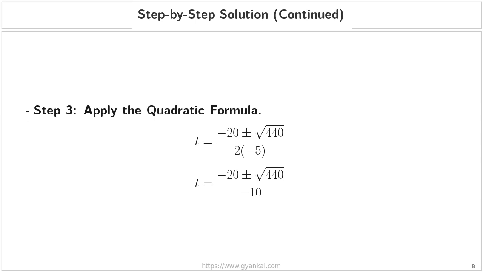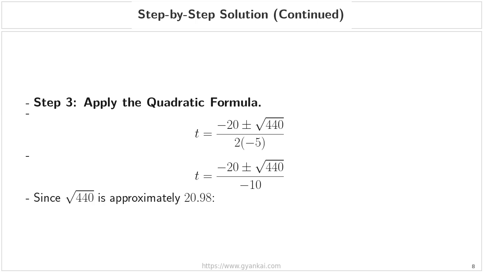So, our equation now looks like t equals -20 plus or minus the square root of 440, all divided by -10. Now, since the square root of 440 isn't a perfect square, we'll use its approximate value, which is 20.98. This is where the plus-minus symbol splits our calculation into 2 separate paths to find our 2 possible solutions.